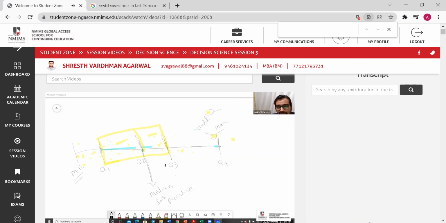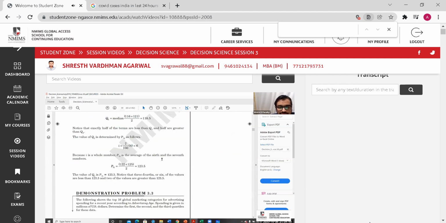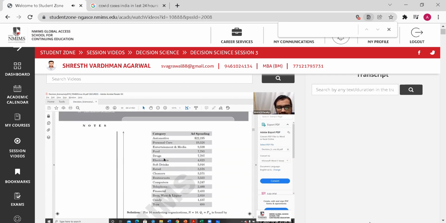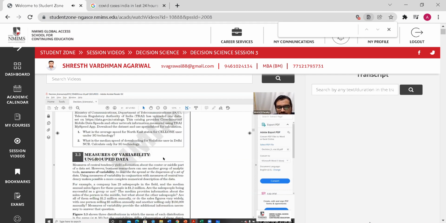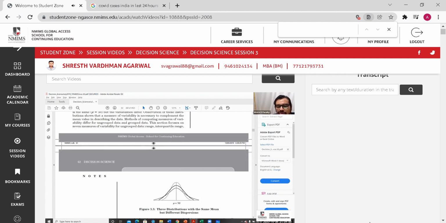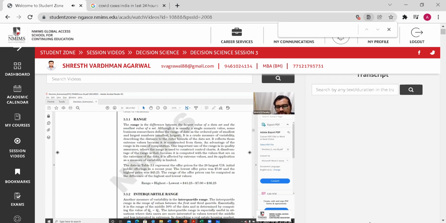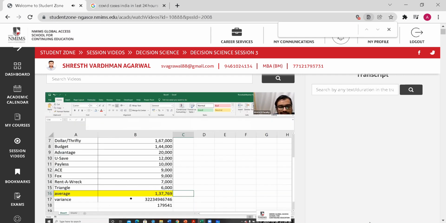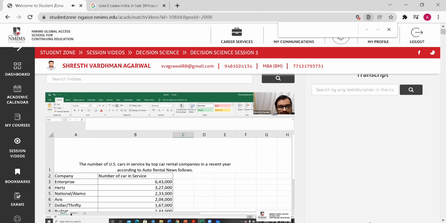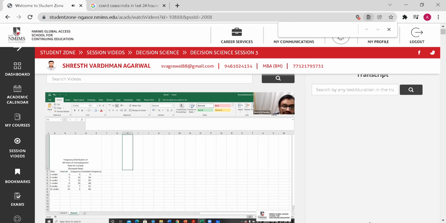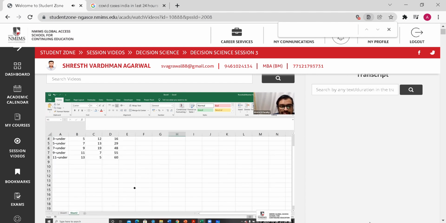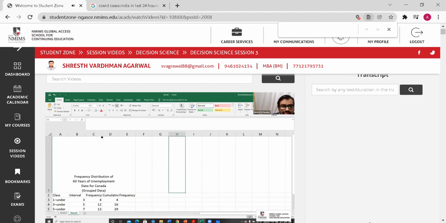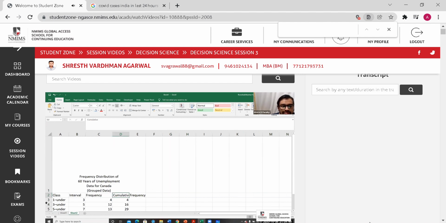One more thing I left: when you are dealing with continuous data, how do you find the mean, median, mode, and all this? What is the way to find the mean, median, mode, and other things when you have this kind of data? Do you have an answer? This is a class interval. This is a frequency.